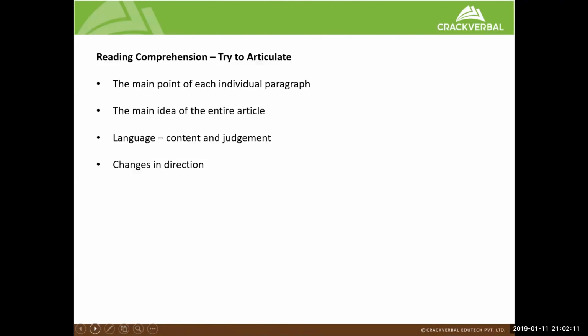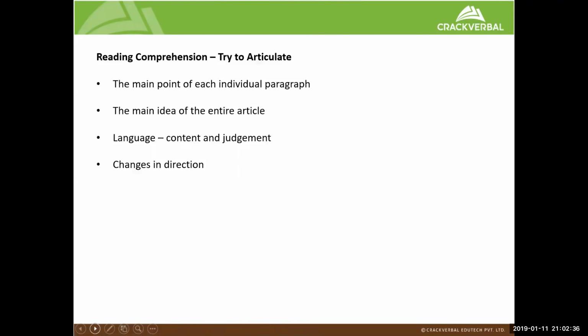Content parts are like facts, historical information, processes, categories of segregation. All of these would be content-based data that the passage gives you. Why I'm asking you to hold on to this is because there will definitely be one content-based question in any passage. And the second is judgment-based language that you need to hold on to.